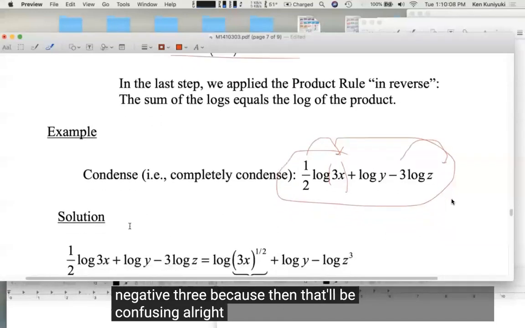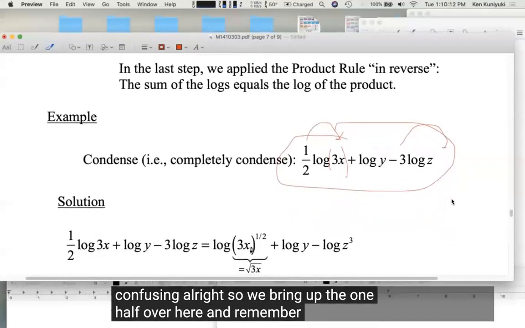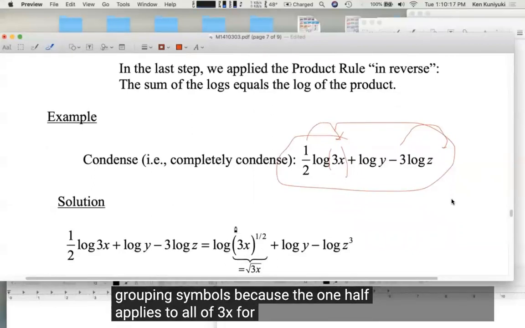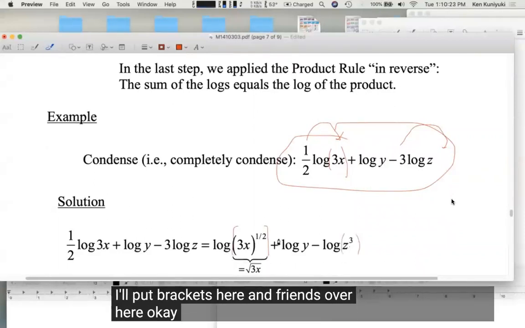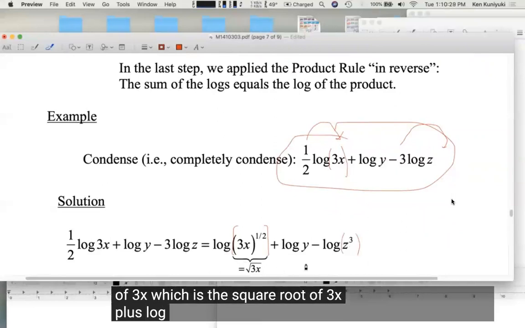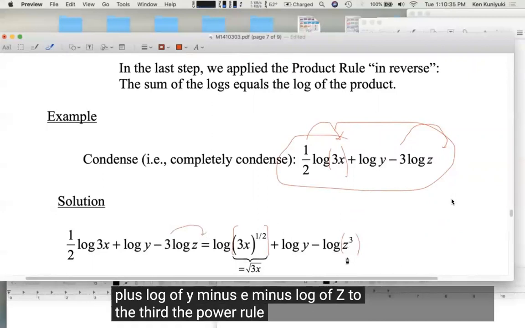All right. So we bring up the 1/2 over here. And remember, we need grouping symbols because the 1/2 applies to all of 3x. For good measure, I'll put brackets here and parens over here. Okay, so log of the 1/2 power of 3x, which is the square root of 3x, plus log of y minus log of z to the third, the power rule.